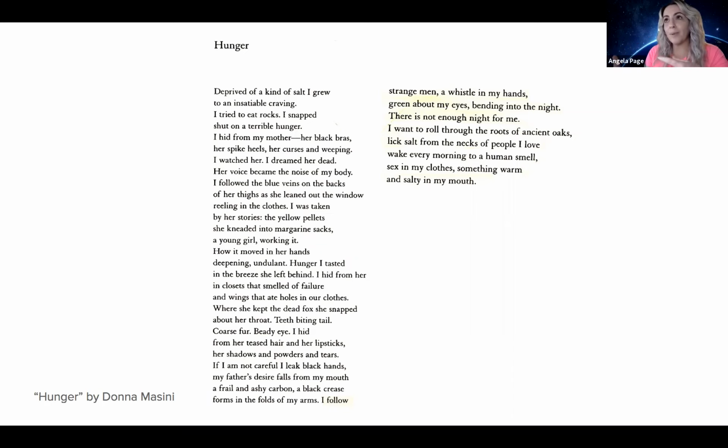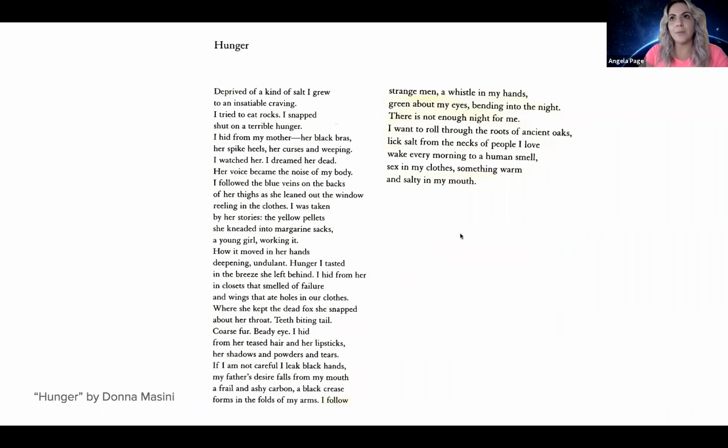admiring her mom, but at the same time afraid of the womanliness of her. Thinking about the varicose veins that are there and all the tools to become a woman. And then at the end, she sort of is this person herself, maybe, because she starts to talk about the green about her eyes and all of this stuff. So to me, that's kind of what the images signal.